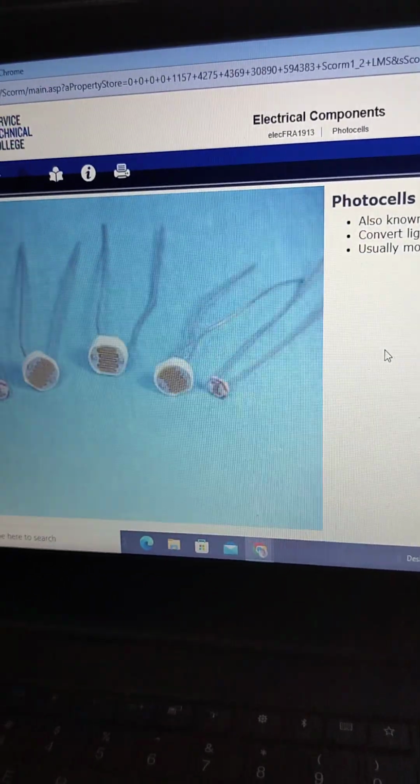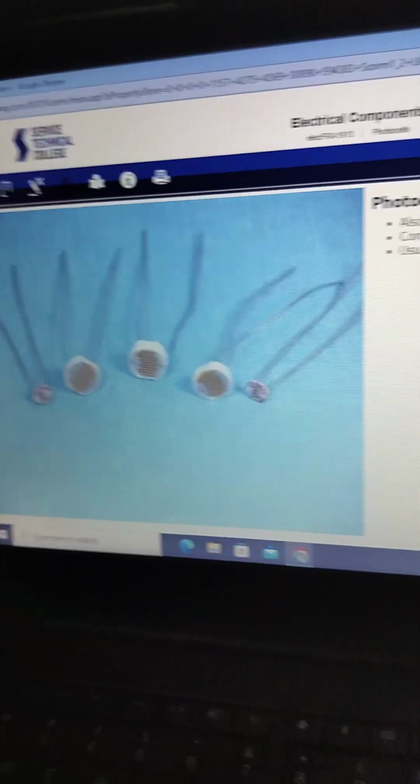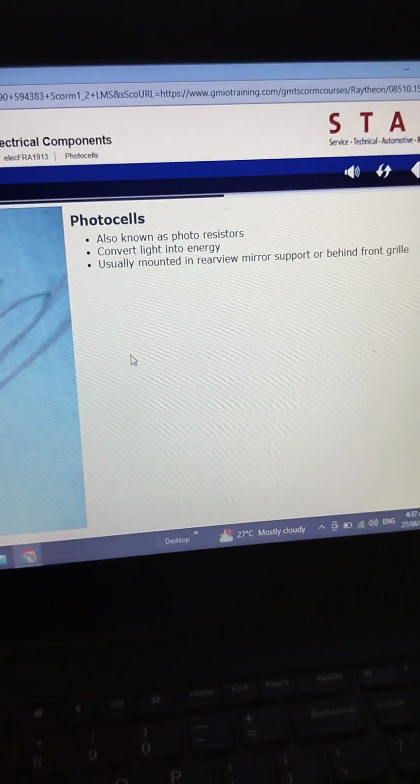Photocells, also known as photoresistors, are resistors that take light and convert it into energy to control a device or circuit. It is usually mounted in the rearview mirror support or behind the front grille.